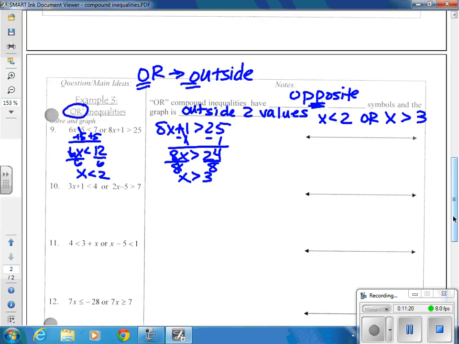All right, so now when you go to do your number line, remember you have to have at least 3 numbers on your number line. So because 2 and 3 are right next to each other, you can just do 1, 2, and 3.